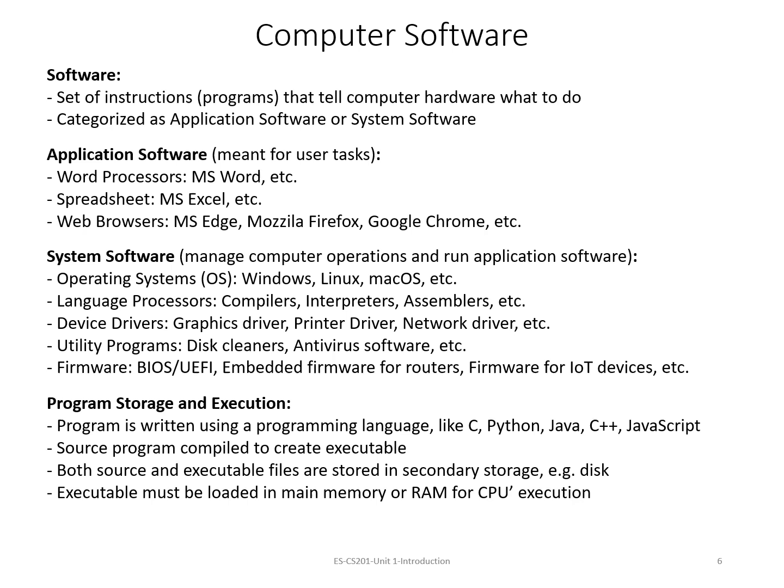Program storage and execution. A program is written using a programming language, like C, Python, Java, C++, JavaScript, etc. It is compiled to create an executable. Both source and executable are stored in secondary storage like disk. Executable must be loaded in main memory or RAM for execution by CPU.